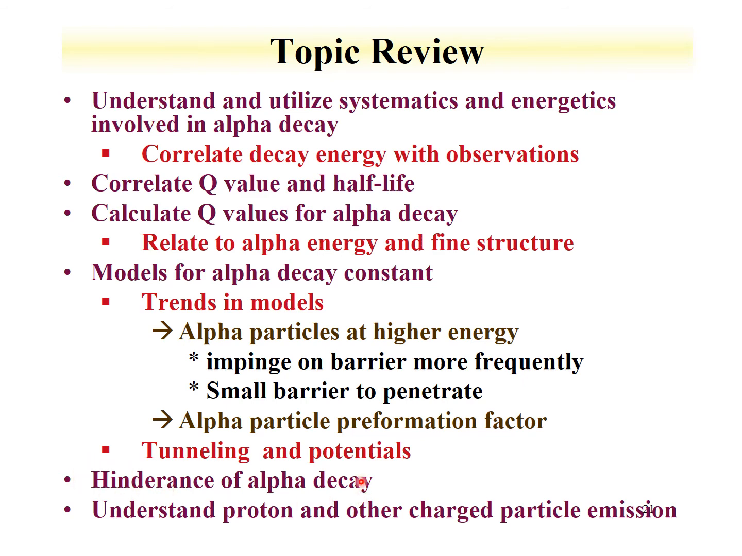We described some of this hindrance and some of these behaviors through the term the hindrance of alpha decay, which is basically a difference between the model and the observation. The larger that difference, the ratio, the more hindered that decay is, and we can describe that hindrance through a number of phenomena, including changes of spin and parity. And we'll see this is even more manifest for beta decay. We also touched upon other charged particle decay, including proton emission and carbon emission, including carbon-12 and carbon-14.